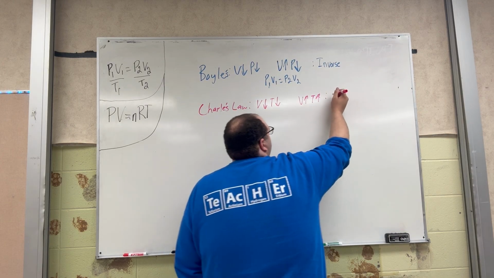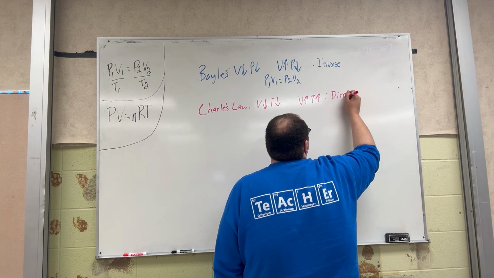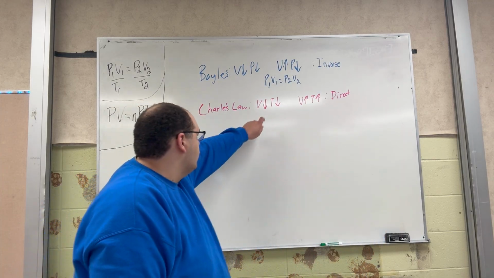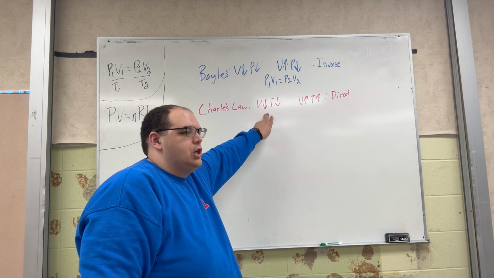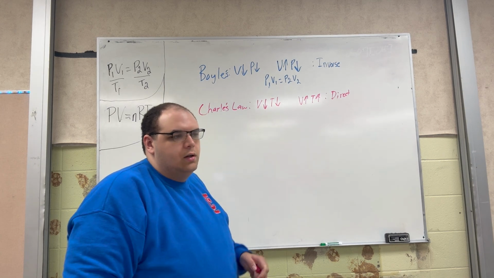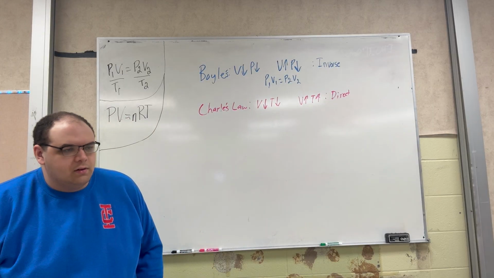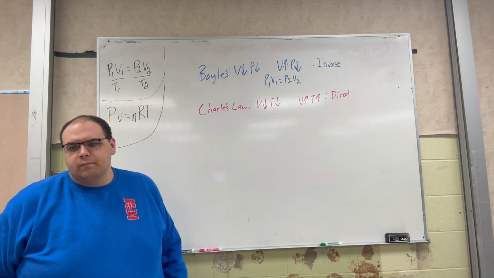This is called a direct relationship. It's a direct relationship because when these change, both of the arrows go in the same direction. As volume goes up, temperature will go up. As volume goes down, temp will go down.